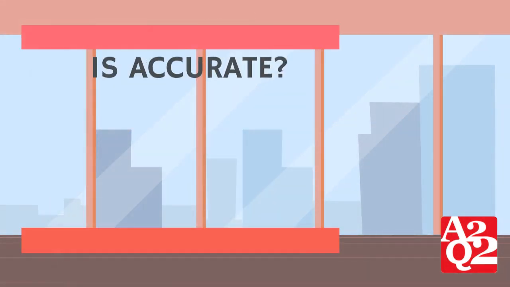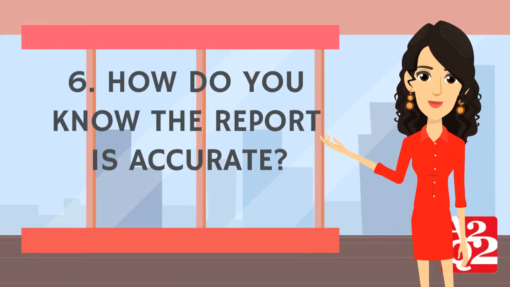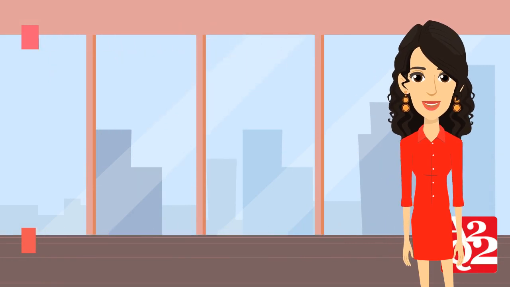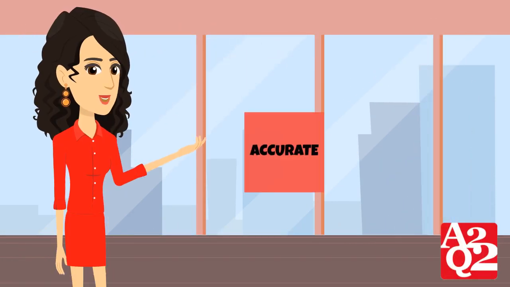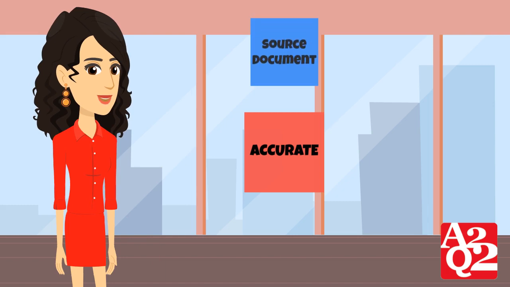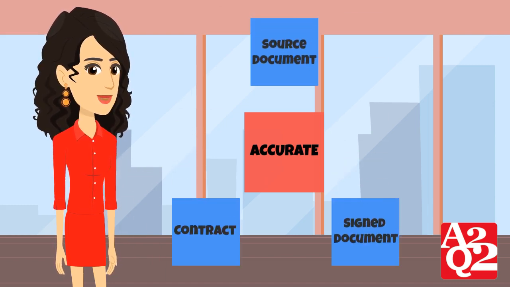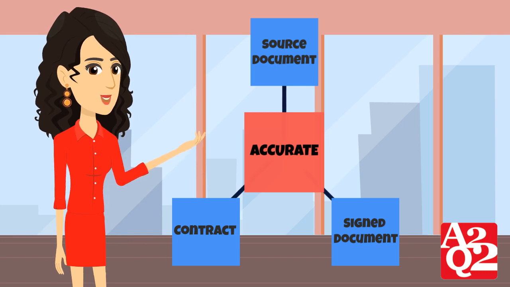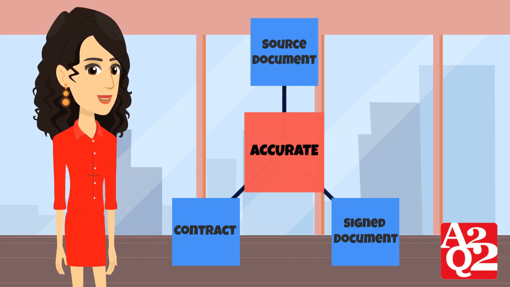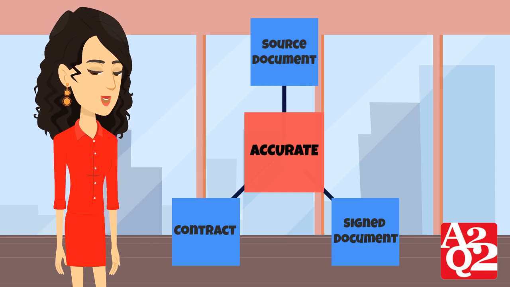And finally, question number 6, how do you know the report is accurate? And this is where you can say, when I look at the report, I agree it back to the source document, I agree it back to a contract, I agree it back to a signed document of some sort, or because I reviewed something before, I know this, I triangulate it. Basically, how do you triangulate whatever's coming out of a system or something that you're compiling that it's accurate?